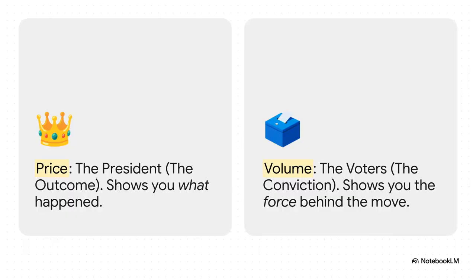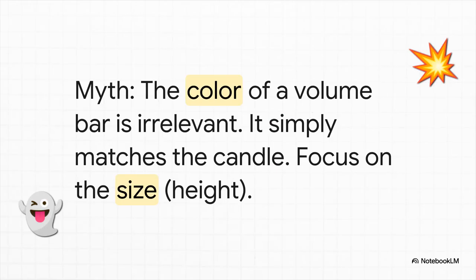I love this analogy. Think of it like this. Price is the result of the election. It tells you who won. But volume is the number of voters. It tells you how many people showed up. A huge price move on tiny volume, that's like winning an election where only 10 people voted. It's not very convincing, is it? But a huge move on massive volume, now that's a landslide. That's real conviction.